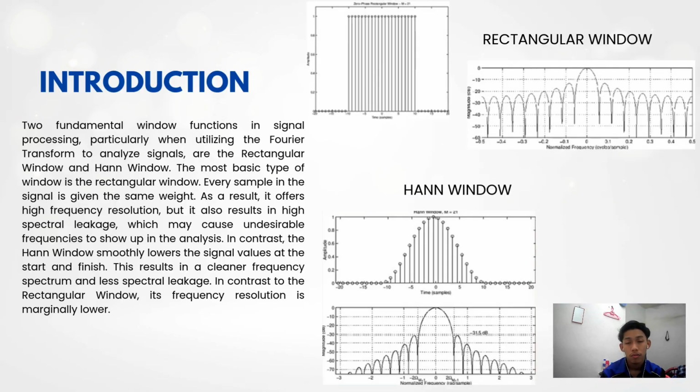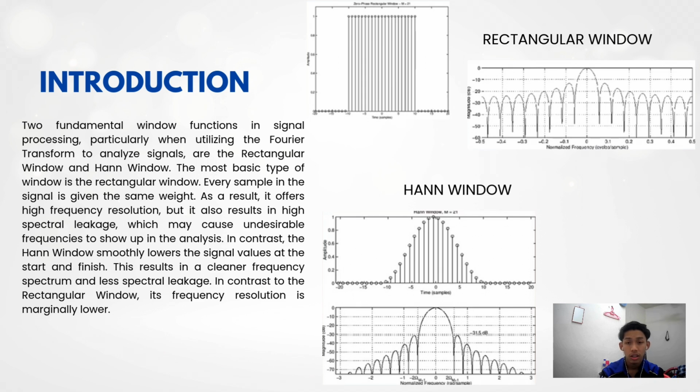First of all, for the introduction, the rectangular window and Hann window are two fundamental window functions in signal processing, particularly when utilizing the Fourier transform to analyze signals. The most basic type of window is the rectangular window. Every sample in the signal is given the same weight. As a result, it offers high frequency resolution, but it also results in high spectral leakage, which may cause undesirable frequencies to show up in the analysis.